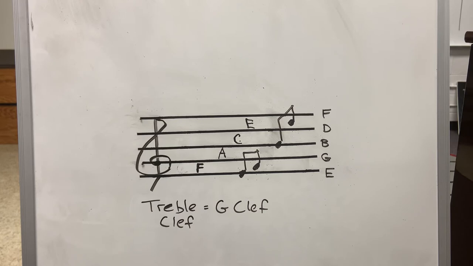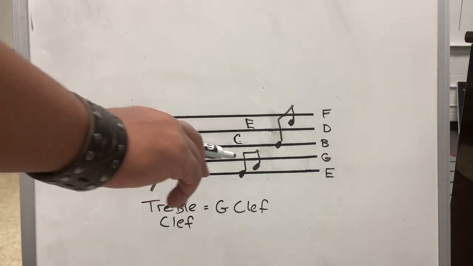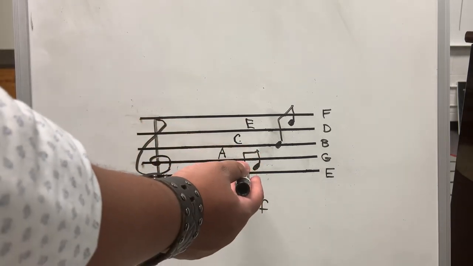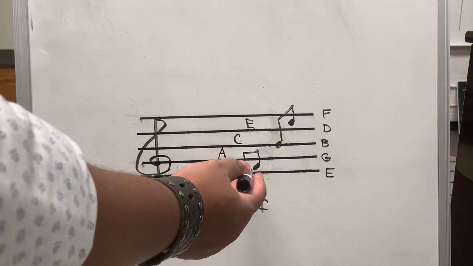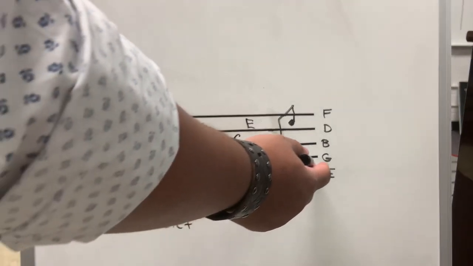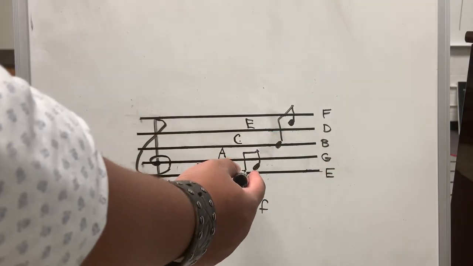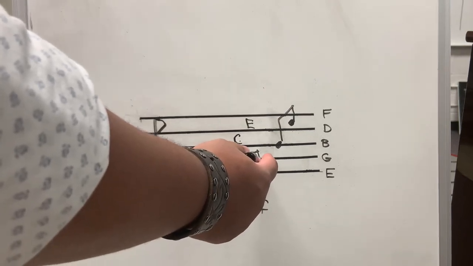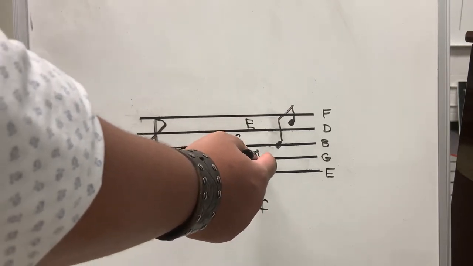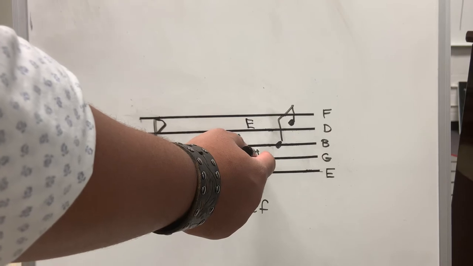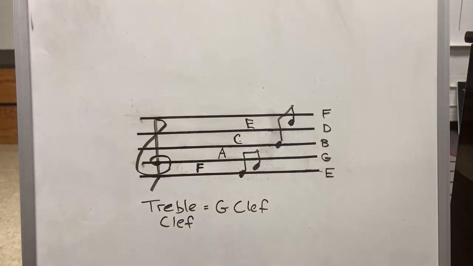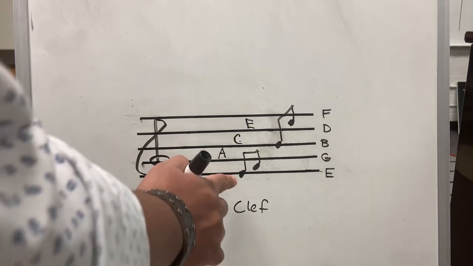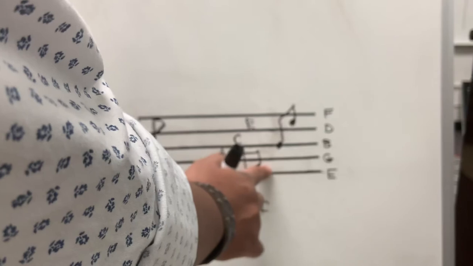Now, this first pair, as you can see, the line is going straight through the note head right here. And that is the what line? The E line. The second note here is the F space, okay? Notes that are connected can be on different lines and spaces, all right? So don't let that confuse you. So that's an E and that's an F, all right?